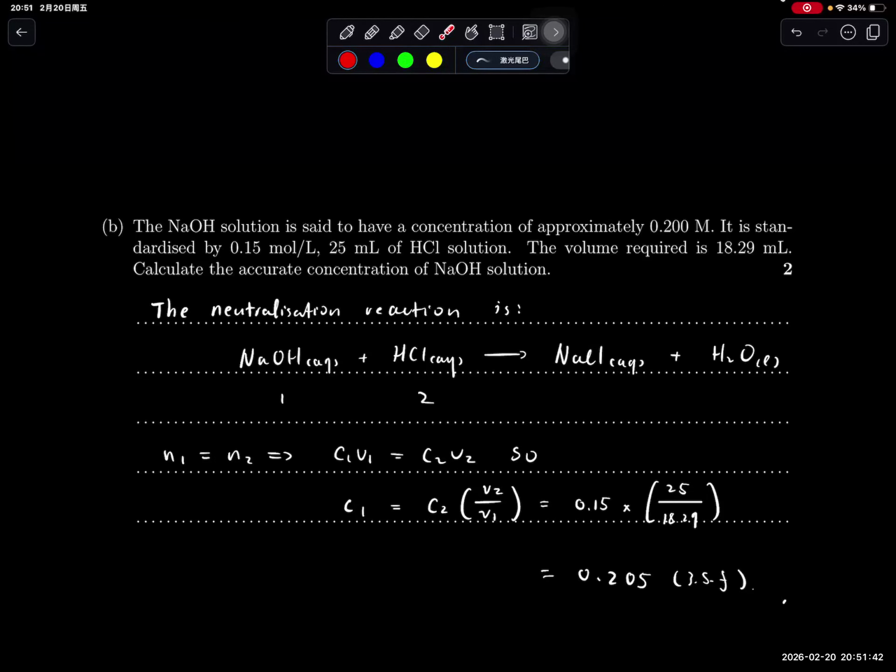Question B, the sodium hydroxide solution is said to have a concentration of approximately 0.2 moles per liter. This is standardized by this much of HCl. So it becomes a secondary standard. The volume that's required to do this is this much. Simple titration, right? Work it out.